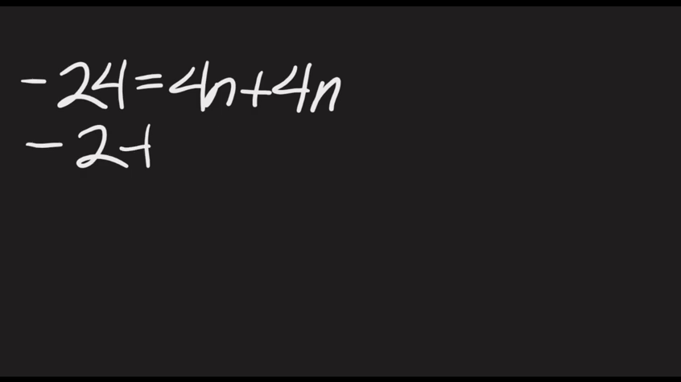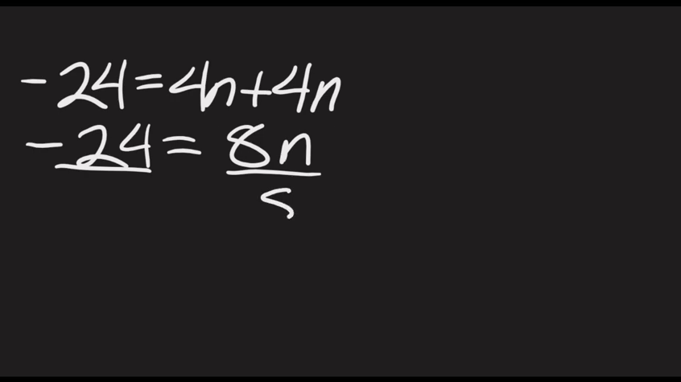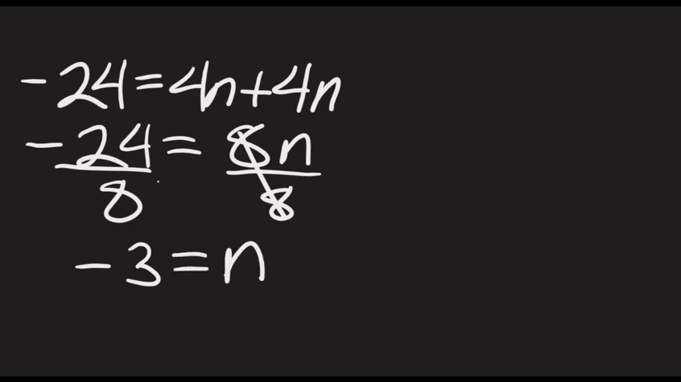Next, we have negative 24 equals 4n plus 4n. We can combine the 4n's together, and we will have negative 24 equals 8n. Then to get n by itself, we're going to divide both sides by 8. Then we will have negative 3 equals n.